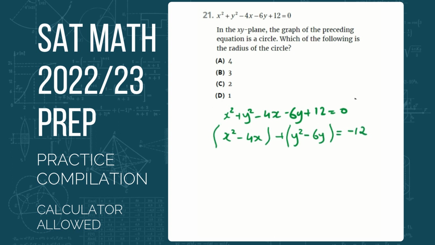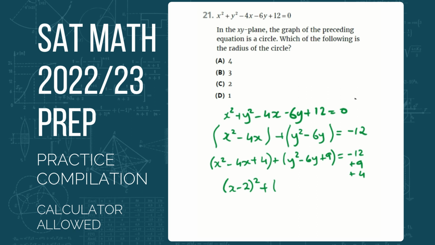Now let's complete the square right here. So this will give me x squared minus 4x plus 4 plus y squared minus 6y plus 9. To complete the square, we have to do negative 12 plus 9 and the plus 4 to balance both sides. So this gives me (x minus 2) squared plus (y minus 3) squared. Negative 12 plus 13 gives me 1. So the radius of the circle was actually 1. The answer is D, 1.